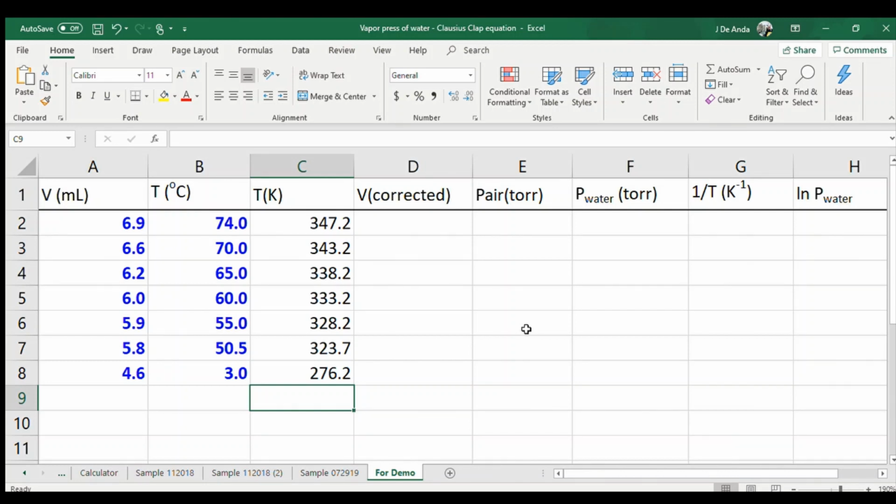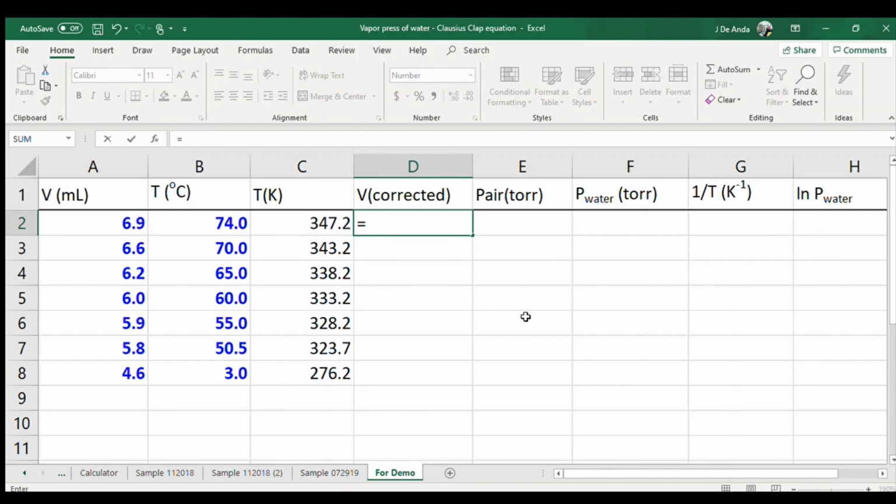In this second set of operations with Excel, we're going to tackle a couple of things. First of all, we're going to say, what is the corrected volume here? If you don't want to do it by hand, you can simply again enter the equal sign, which activates the formula functions of Excel. And we're trying to correct each one of these volumes by subtracting 0.2.